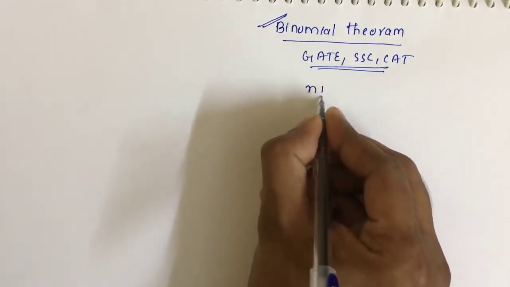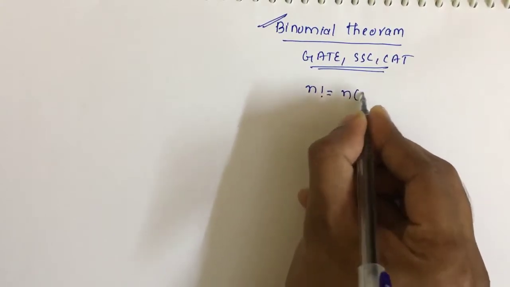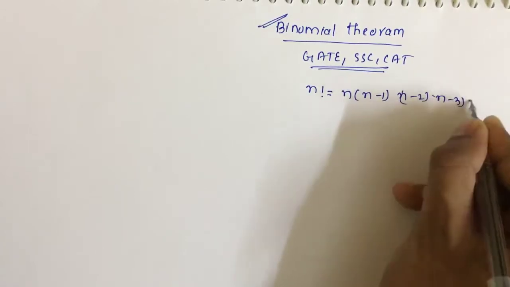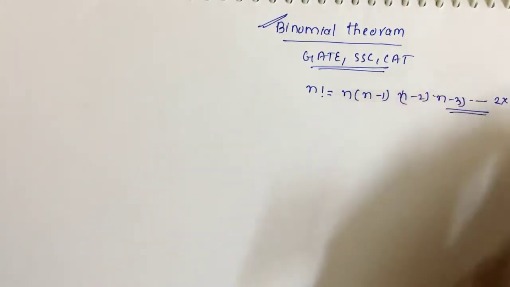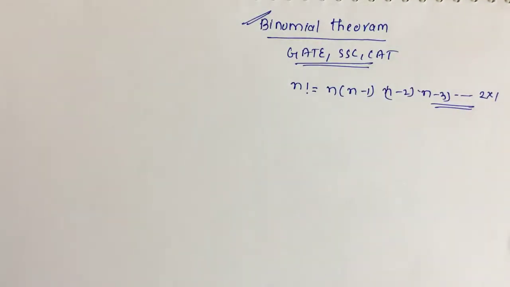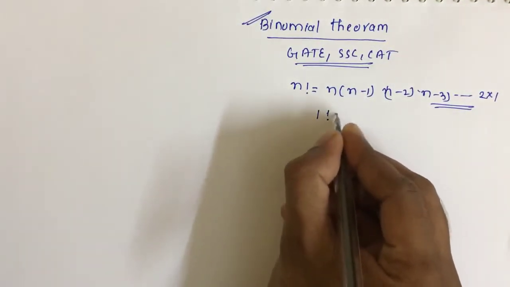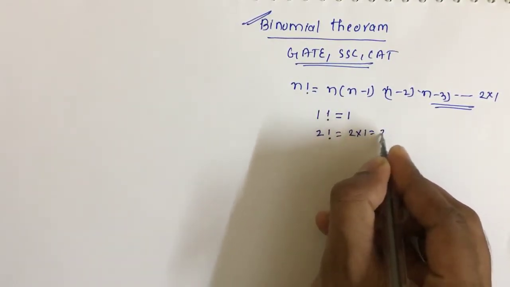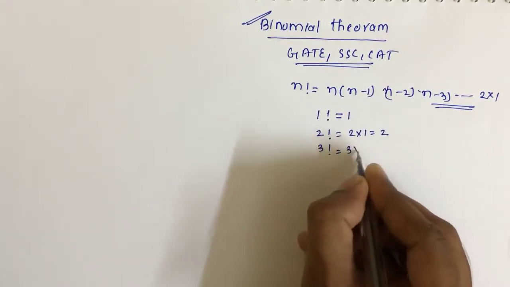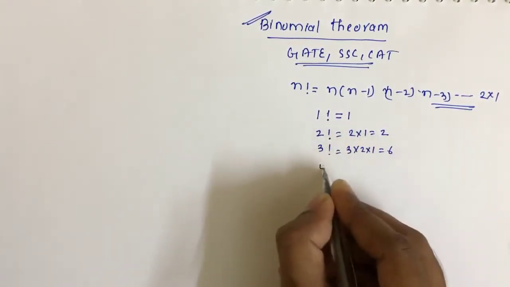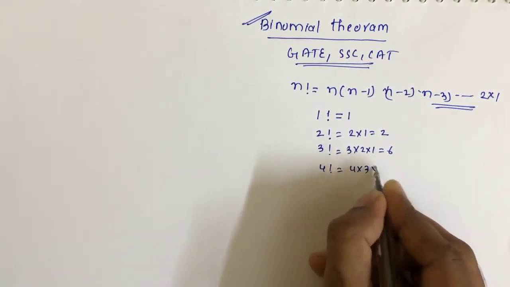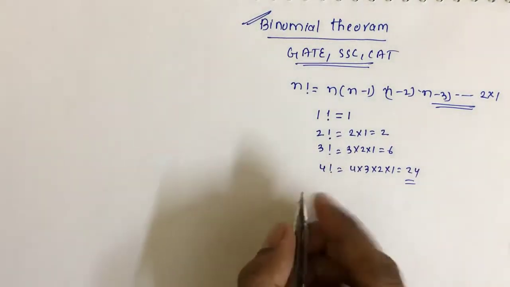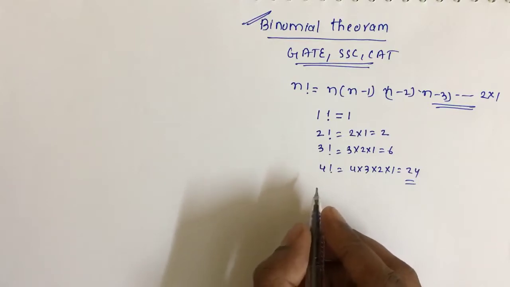We know that n factorial means we can write this as n into n minus 1, n minus 2, n minus 3, likewise down to 2 into 1. This is the n factorial value. We know that 1 factorial is nothing but 1, and 2 factorial means 2 into 1 equals 2. 3 factorial means 3 into 2 into 1, that is equal to 6. 4 factorial means 4 into 3 into 2 into 1, that is equal to 24.